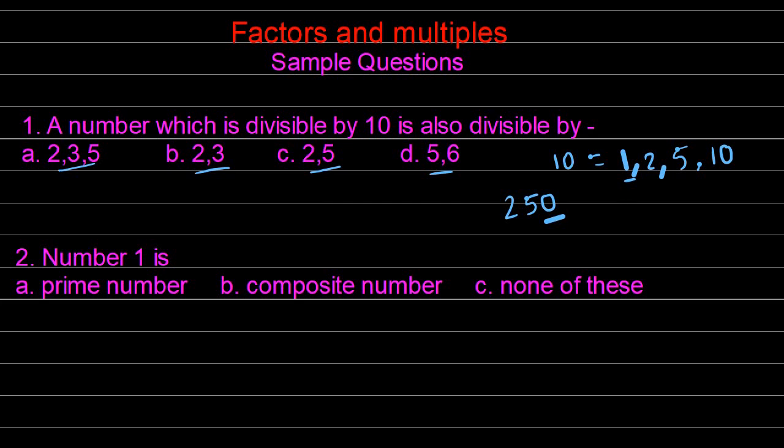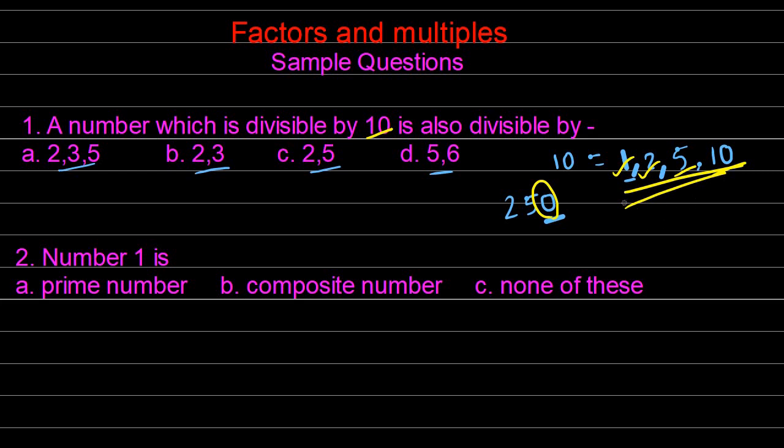1, yes, because every number is divisible by 1. 2, it is an even number, isn't it? 250 is an even number, ending with 0, so it is divisible by 2. 5, yes, this number is also divisible by 5 because it is ending with 0. That is also one of the divisibility rules of 5. And 10, yes, it is ending with 0, so it is divisible by 10. So you can see that any number that is divisible by 10 is also divisible by its factors. This is the point which I wanted to explain here.